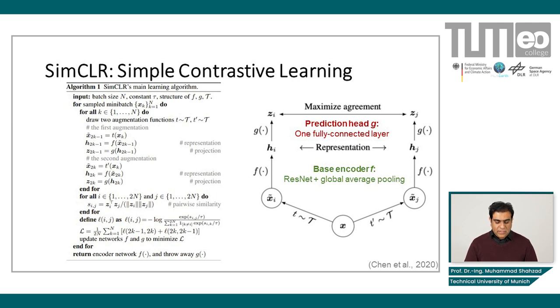And finally, once this is done, after a number of iterations, we only keep the encoder network, which is this F network, and throw away the prediction network. So this encoder network F is actually our pre-trained model, which we could use to extract good feature representations for any downstream applications. So this is the learned SSL model.